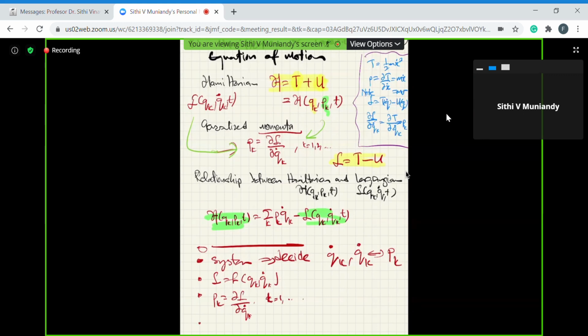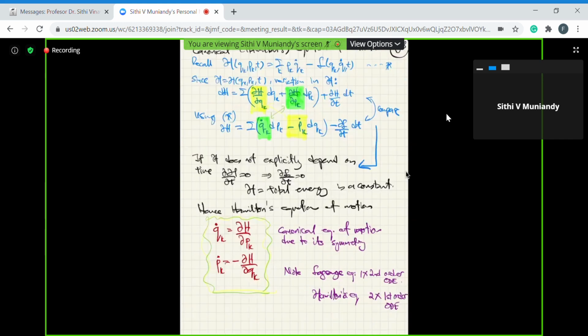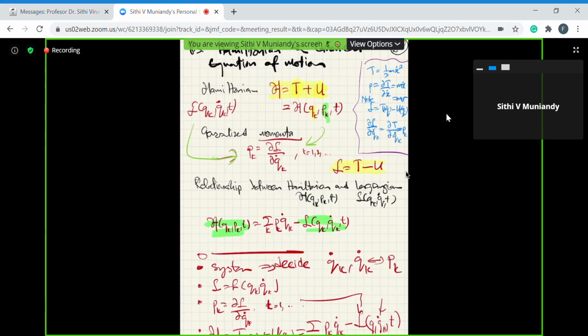Once you get this P, then you can calculate this quantity. Either you write down your kinetic energy in terms of P plus the potential in terms of Q, or you can use this relation once again: write down P_k times q dot k minus the Lagrangian, and then change the variables using this relation. So that is the idea, and that is how you determine the important quantities.